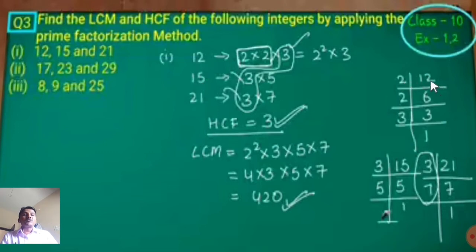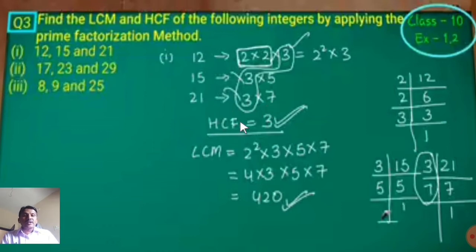12 is divisible by 2: 2 sixes are 12, 2 threes are 6, 3 ones are 3. So the prime factorization of 12 is 2 into 2 into 3, that is equal to 2 raised to 2 into 3. The prime factorization of 15 is 3 into 5. The prime factorization of 21 is 3 into 7.